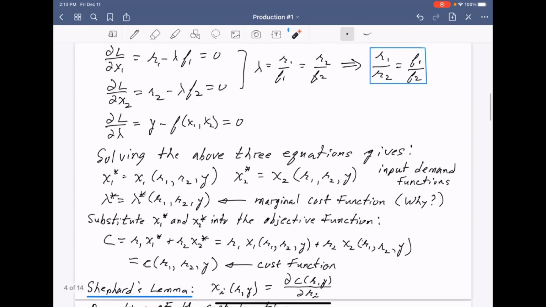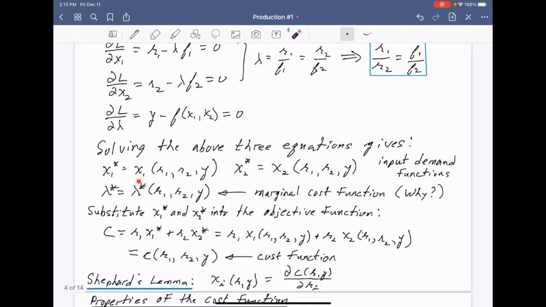Solving these three equations gives us the two input demand functions as functions of the input prices, R1 and R2, and of output. Likewise, the lambda star is given by, and the star of course refers to the optimum, a function of R1, R2, and Y as well, and this is called the marginal cost function. Now think about why that would be called the marginal cost function.